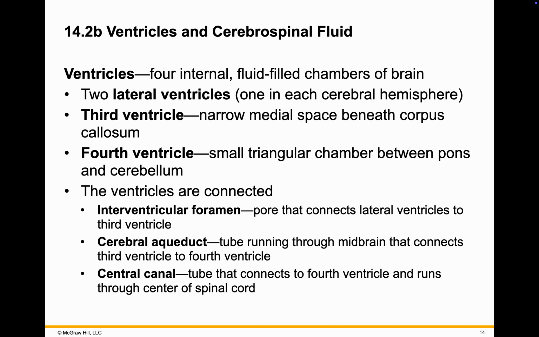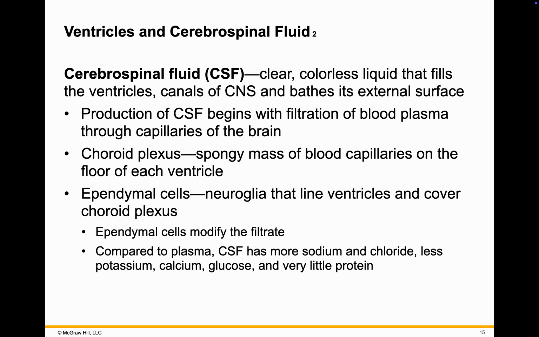There's the interventricular foramen. That's a pore that connects the lateral ventricles to the third ventricle. A cerebral aqueduct is a tube that runs through the midbrain, connecting the third ventricle to the fourth ventricle. And then the central canal connects to the fourth ventricle, and that runs throughout the center of the spinal cord. Cerebrospinal fluid is a clear, colorless liquid that fills the ventricles and the canals of the central nervous system. It bathes its external surface.